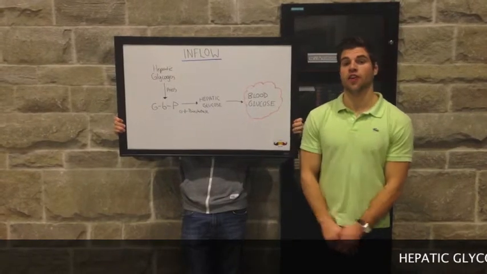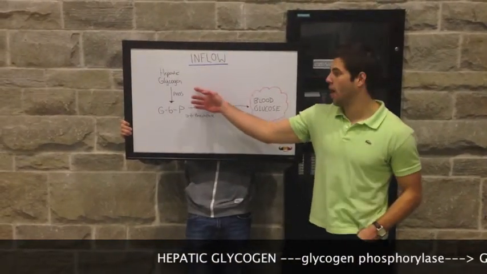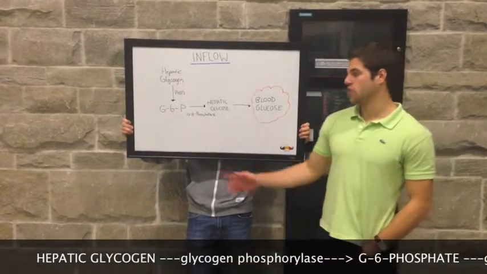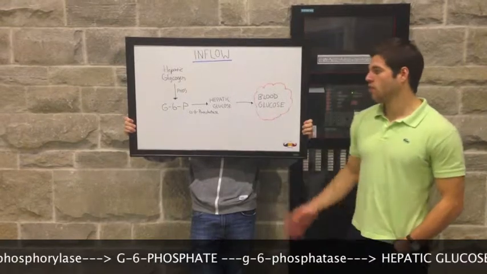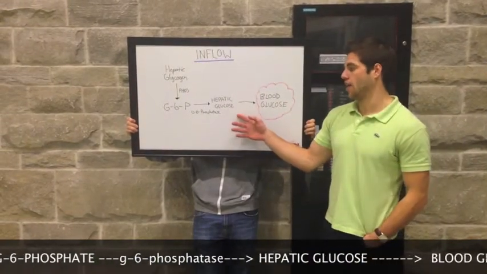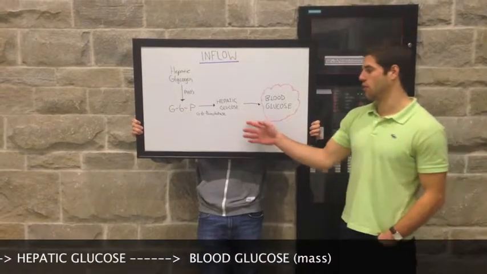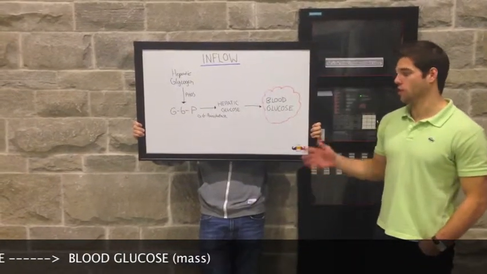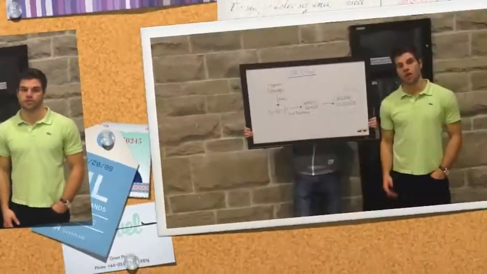We are now going to define the inflow of our model. So our inflow begins in the liver with hepatic glycogen. Hepatic glycogen is broken down into G6P via glycogen phosphorylase. From G6P, it breaks down to hepatic glucose via G6 phosphatase. And from hepatic glucose, it transfers into the blood where we have our final inflow and our mass, blood glucose.